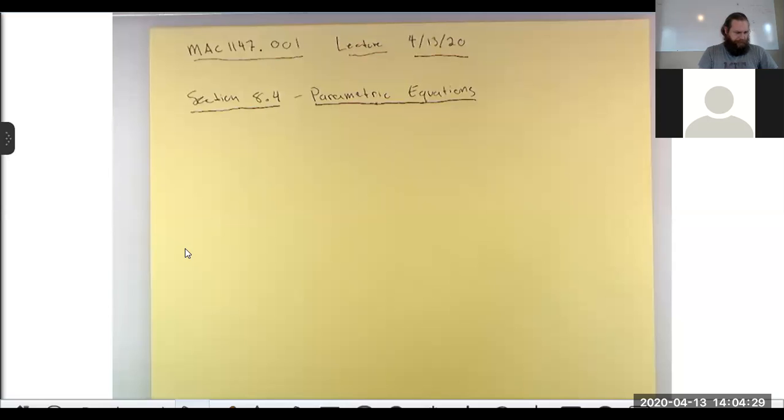So with that in mind, I do want to start on this new topic of parametric equations. It's a big change of pace for us. Last week, we spent all week working with polar coordinates. Parametric equations are not a different coordinate system, but it is a different way of thinking about curves in the plane.